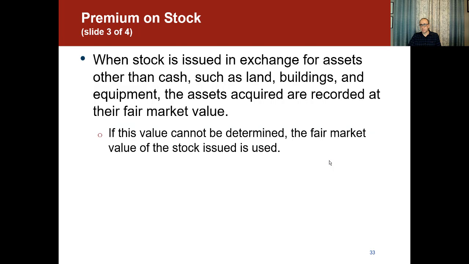When stock is issued in exchange for assets other than cash, such as land, buildings, and equipment, the assets acquired are recorded at their fair market value. So if this value cannot be determined, the fair market value of the stock issued is going to be used.